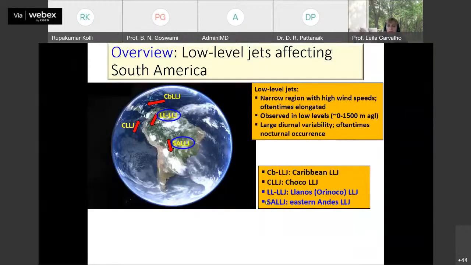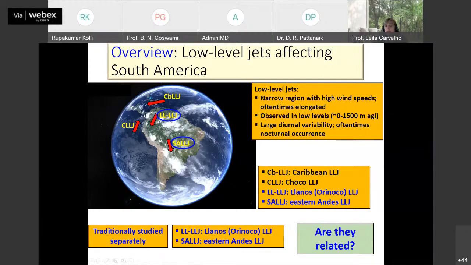So let's talk a little about the jets and the importance of the jets. So there are a few low-level jets that are very well known in the Americas. They are traditionally studied separately. So we have this famous South America low-level jet, which we see here in this region. This is Eastern Bolivia. Then we have the North jet we call Orinoco. Some call it Orinoco jet. And then you have Caribbean jet, and then you have the Choco jet. But for this talk, I'm going to focus on these two over South America, and also trying to understand if they are related and how they play a role for the monsoon.